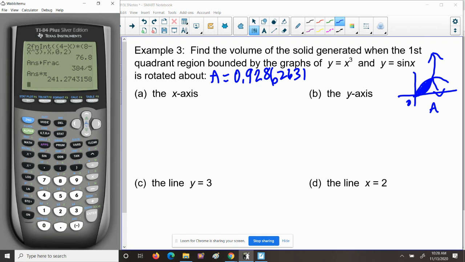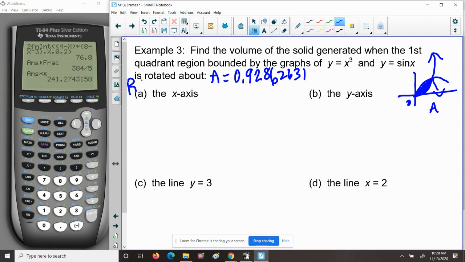So now we want to rotate around the x-axis. We want to find that volume. If we rotate around the x-axis, we are definitely going to have some empty space, so we are using washer. We need to know what is our big R and what's our little r. Big R, again, from line of rotation to the furthest part away of the area that we're rotating, would be going up to the sine of x function. So big R is sine of x. Little r, distance from line of rotation to the closer part, would be x cubed.